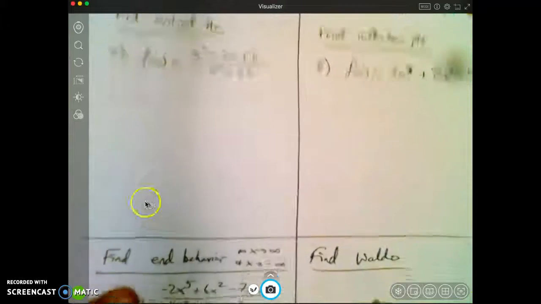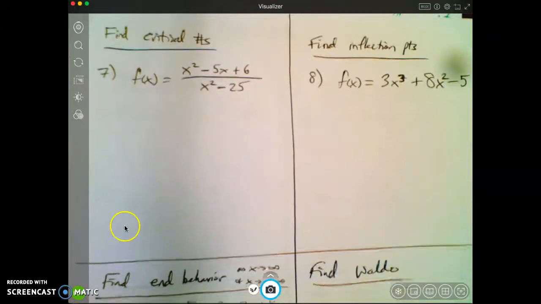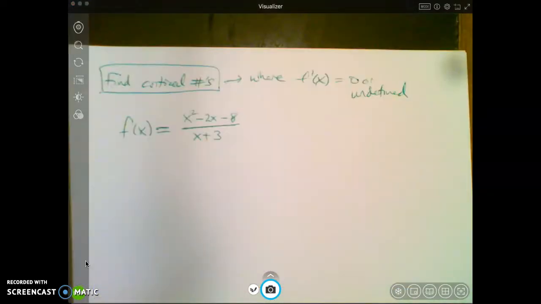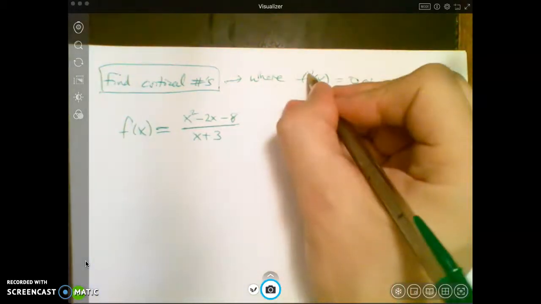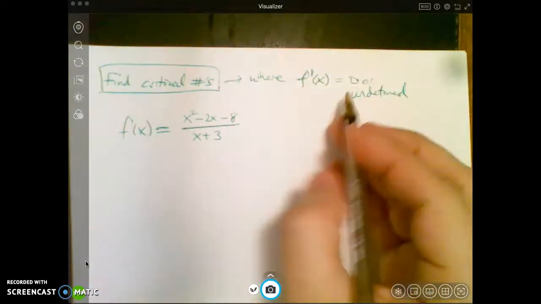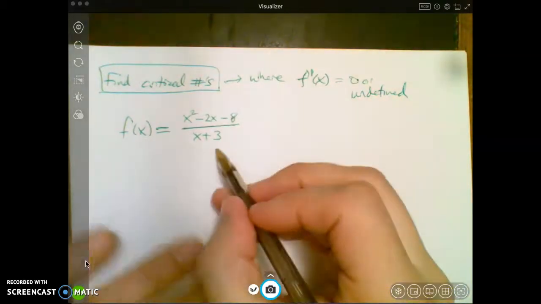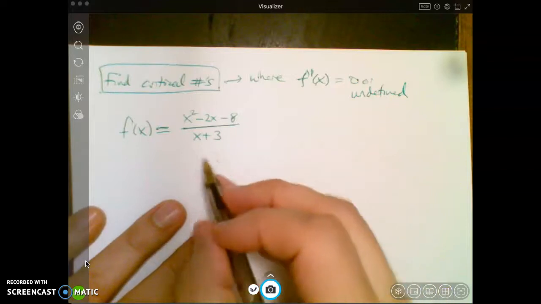Okay, let's take a look at this one. Let me pause and write a good problem here. Find critical numbers, find inflection points. All right, so here's an example on finding critical numbers, which we already talked about before. It's where your first derivative is 0 or undefined. That's where maxes and mins can occur. Usually we care about the 0 part because the undefined oftentimes ends up as asymptotes, but we'll find it anyway.